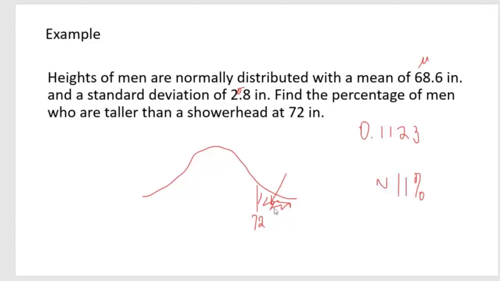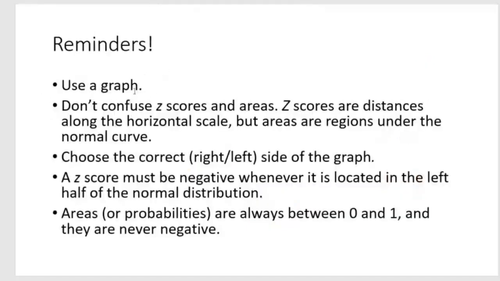I recommend you draw a sketch here, and then you're going to put in your lowers and uppers depending on where that section is. So before we do our other type of example, which is the inverse norm, just reminding you, sketch yourself a graph. Make sure you don't get z-scores and areas confused. Z-scores are going to range from approximately -4 to 4 at the most, and they are a distance from the mean, how many standard deviations. And areas, on the other hand, are regions under the normal curve.